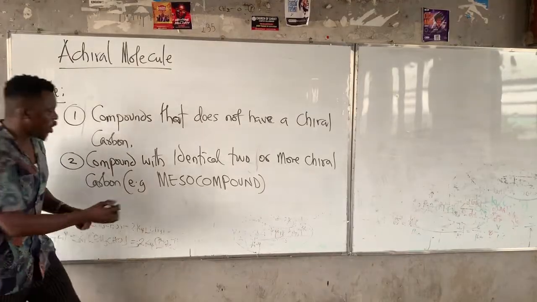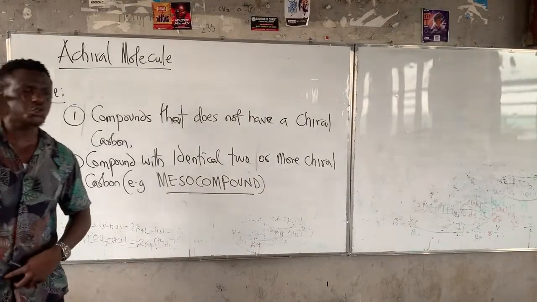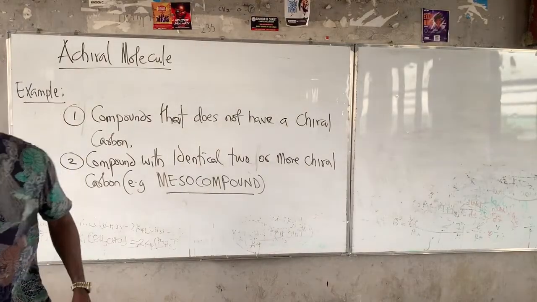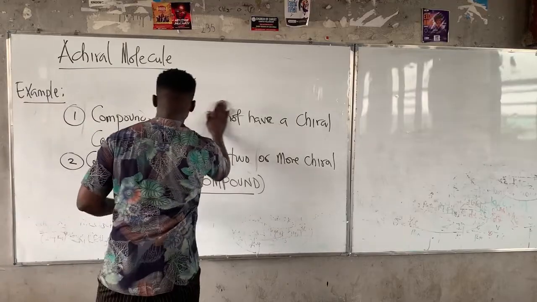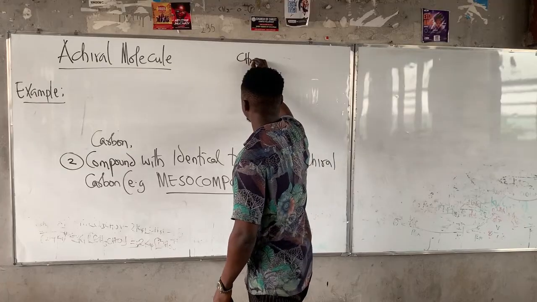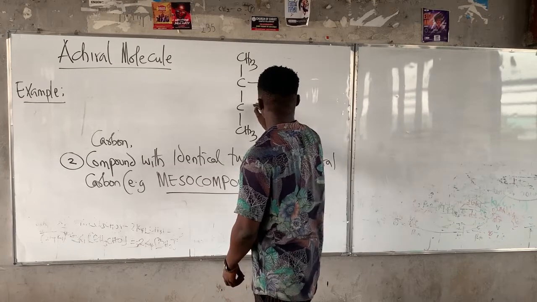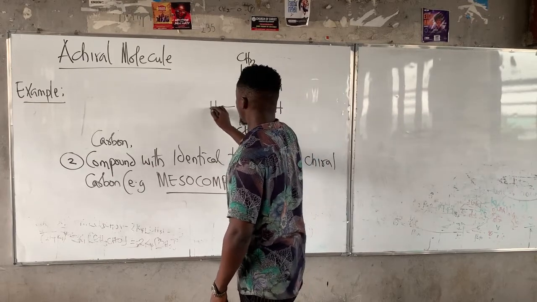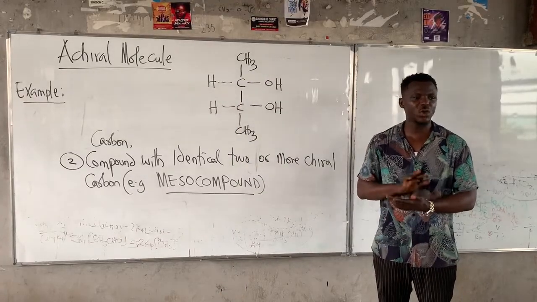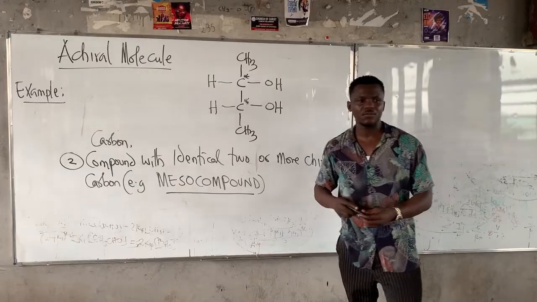But what is that type of compound called? Somebody asks, what is a meso compound? A meso compound is a compound that contains two identical chiral carbons. Now, let me give you an example of a meso compound so that you understand what I mean. In this case we have CH3, and this is a pure case of a meso compound. This carbon here, the one with the asterisk, is chiral.